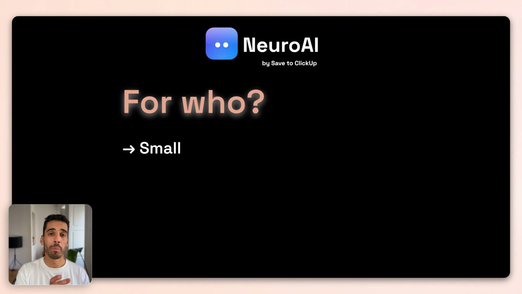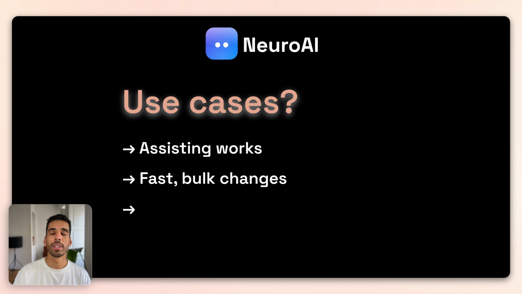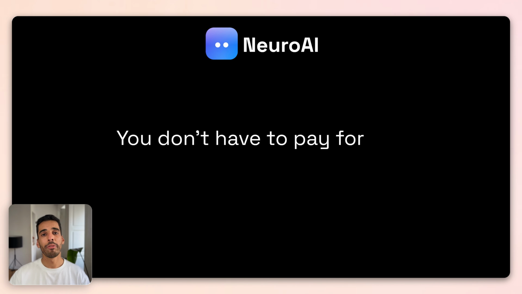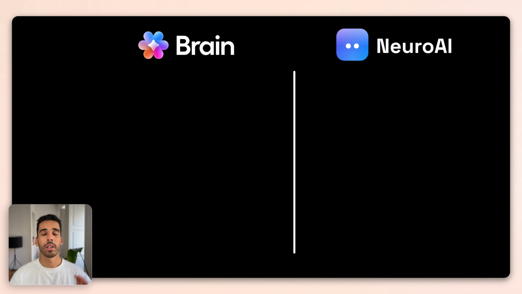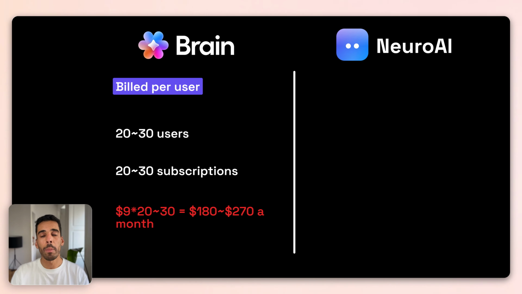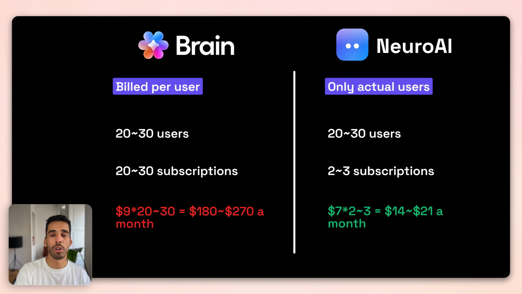But for most small businesses, you don't really need an AI that does everything. You just want a small assistant that focuses on helping you get things done in ClickUp. On top of that, with NeuroAI, you don't have to pay for every single seat that you have in ClickUp. Whereas ClickUp AI add-on, I think starts at $9 a month and is per user per month. So say you have 20 or 30 users in your team, you're gonna have to pay for those 20 to 30 users. If you only have 2 or 3 power users actually using AI, it becomes a waste of money. Whereas with Save to ClickUp, all you're gonna have to do is subscribe for those 2 or 3 users for your team, and they can use Save to ClickUp as an AI on the side.